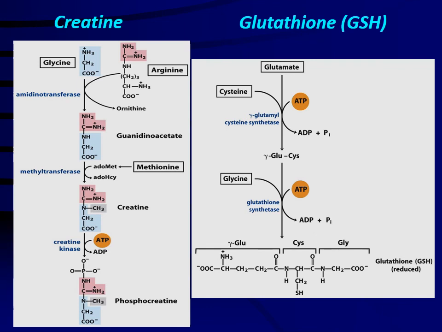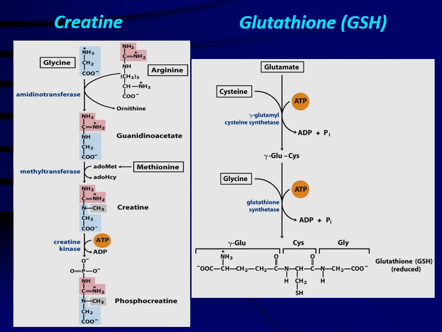Synthesis of creatine and glutathione. Creatine is synthesized from two amino acids, glycine and arginine. Glycine and arginine combine to form guanidinoacetate. Guanidinoacetate in the subsequent reaction is converted to creatine. Creatine is phosphorylated by ATP to form phosphocreatine.